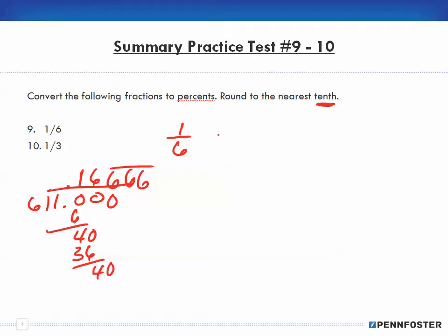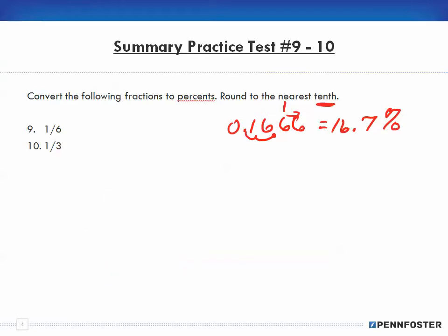But my decimal now is 0.1666, and I want to convert that into a percent. So I move the decimal place 2 places to the right, and if I'm rounding to the nearest tenth, this is my tenths, so I look to the right. I see that I have a 6 which is greater than 5, and that means I'm going to round up, so I end up with 16.7%. Okay.